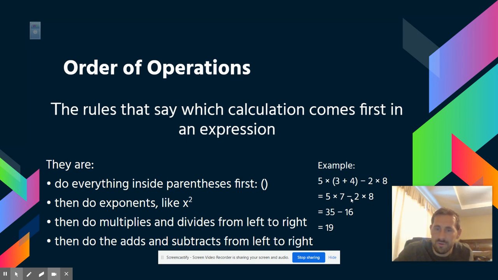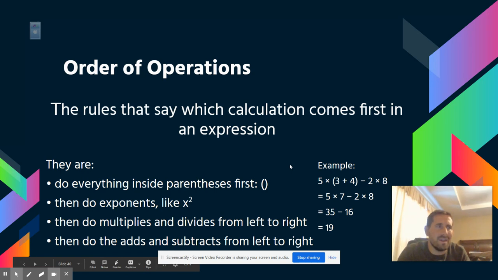Multiplication occurs before subtraction. So we have to do 5 times 7, that's 35, and 2 times 8, that's 16. Now we have a new problem, 35 minus 16. It's the only operation left, so it's all we do. It equals 19. So that's order of operations.